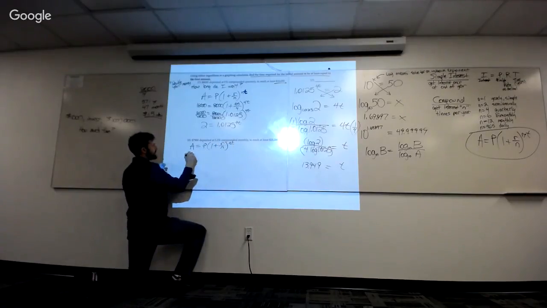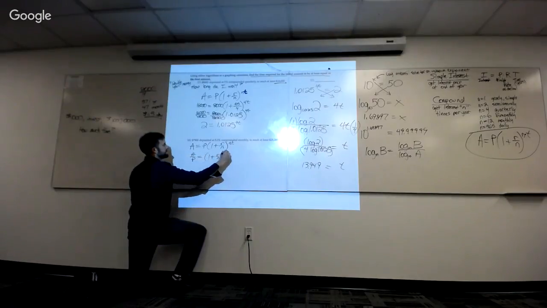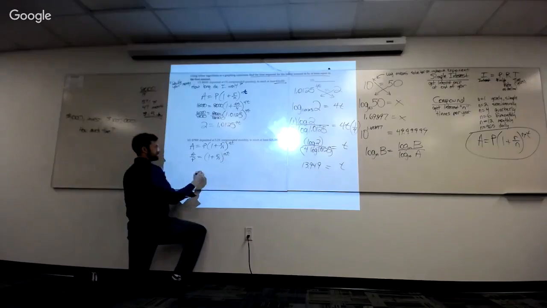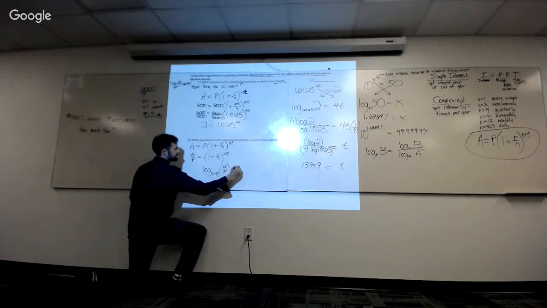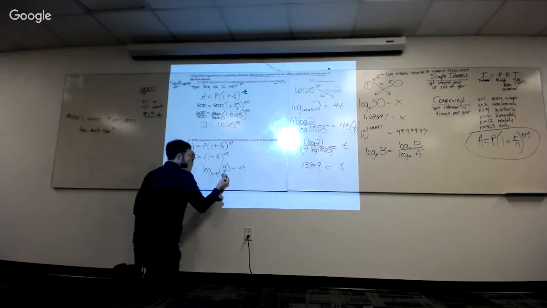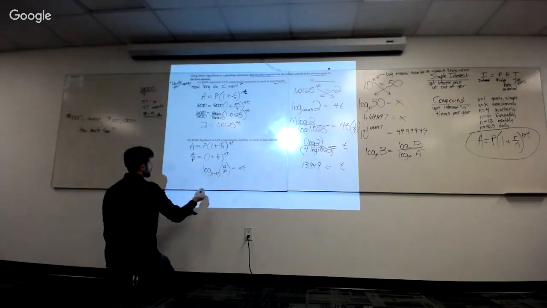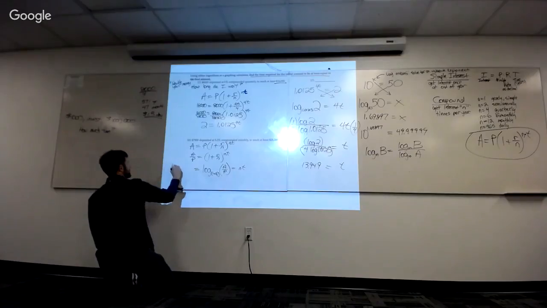So we divide off the P. So A over P equals (1 plus r over n) to the nt. And then we do a logarithm. So this would really be log base (1 plus r over n) of A over P equals nt. But then we use the change of base rule to split that into a simple log. So then that would be log of A over P all over log of 1 plus r over n. And then the n gets divided into the denominator, and you get that.